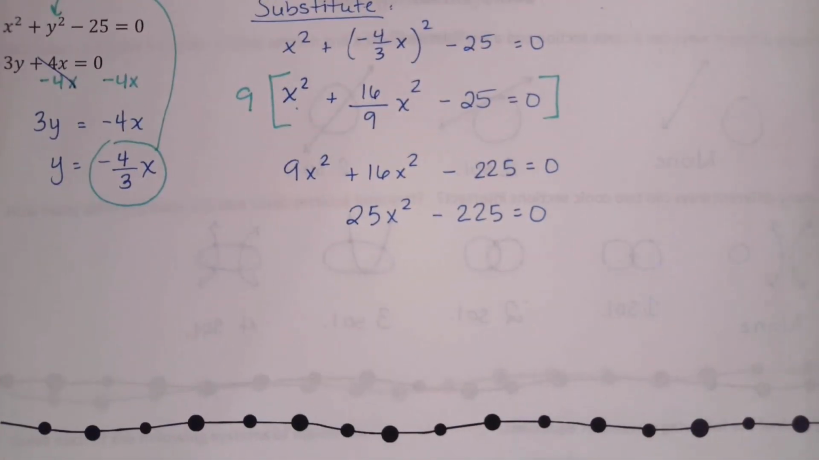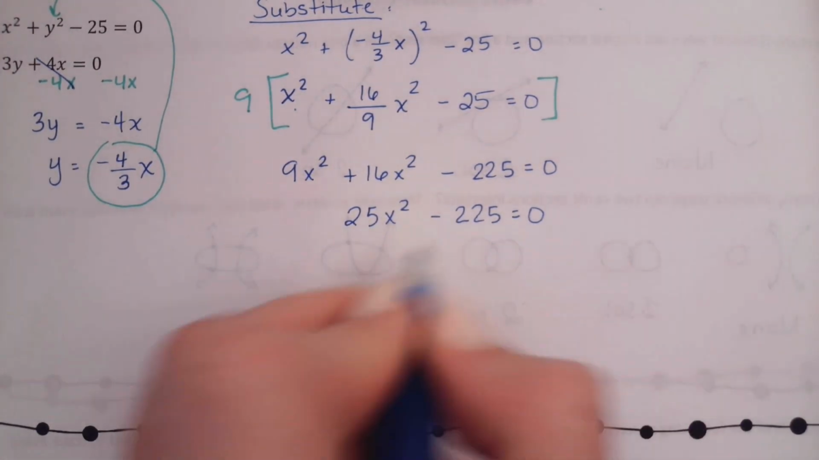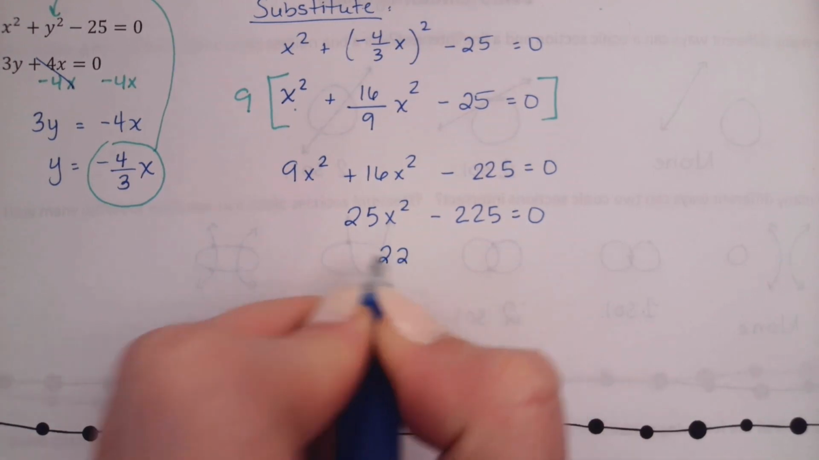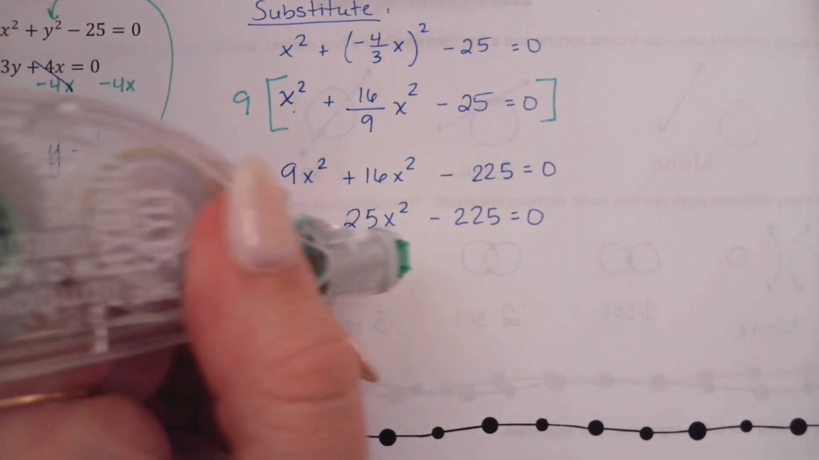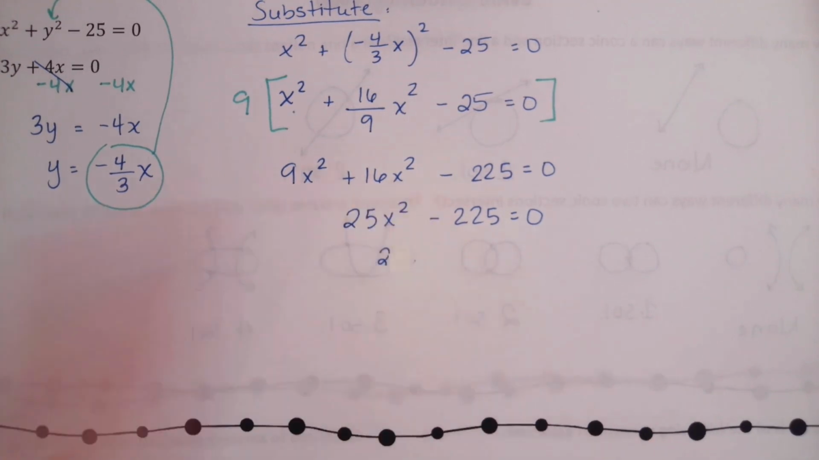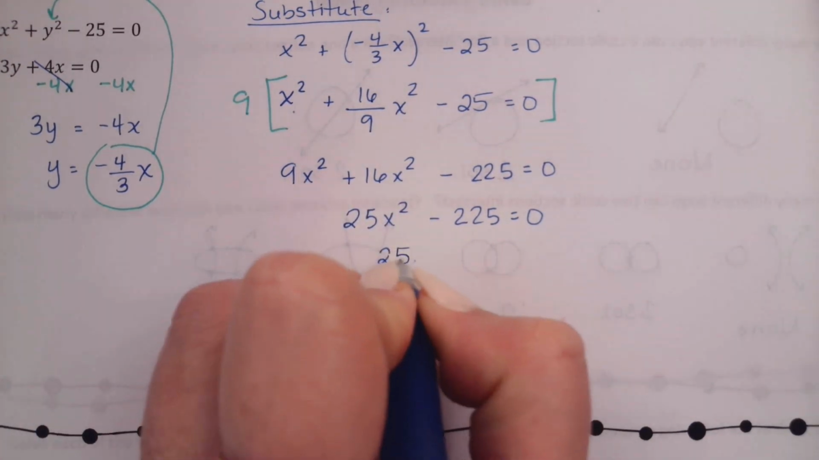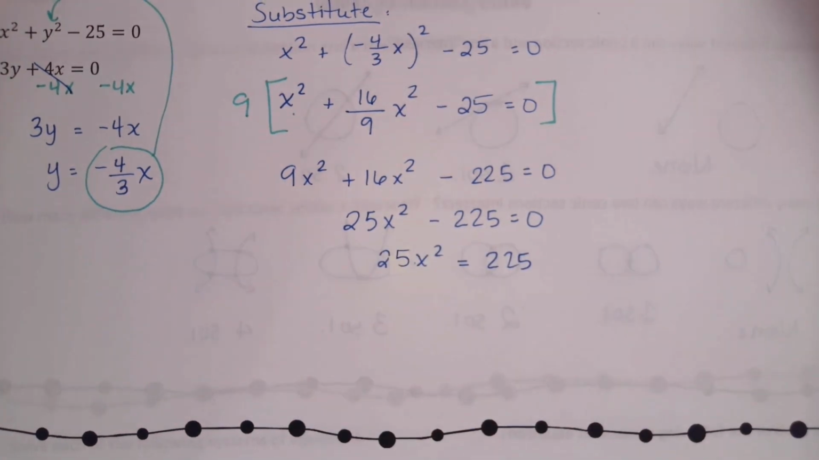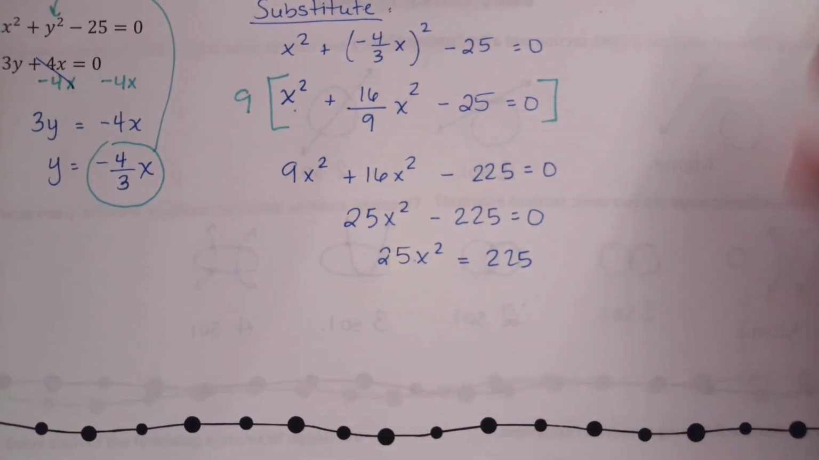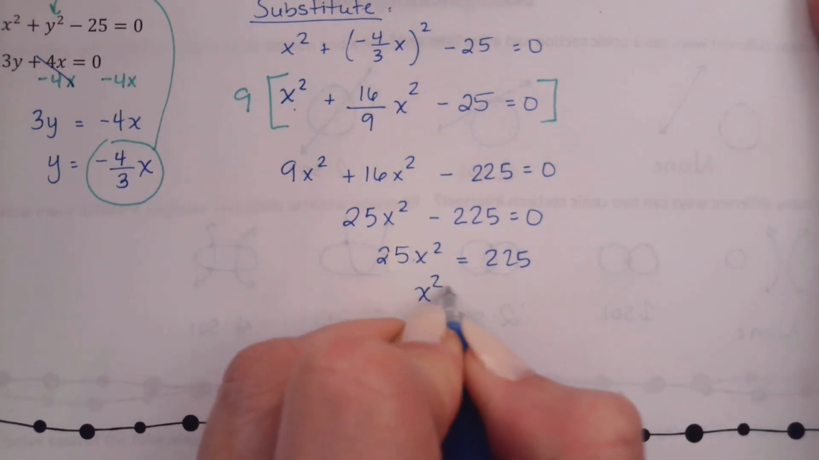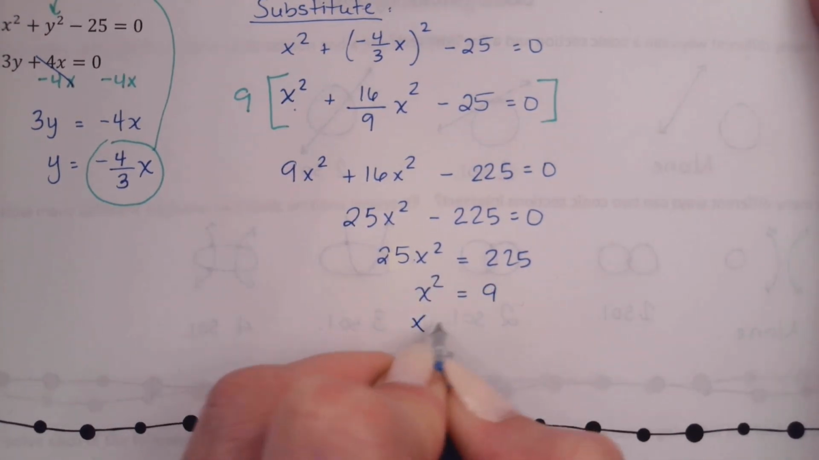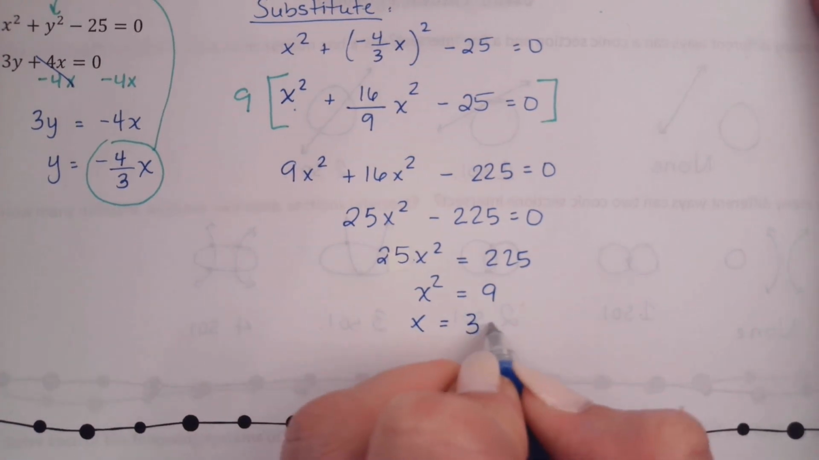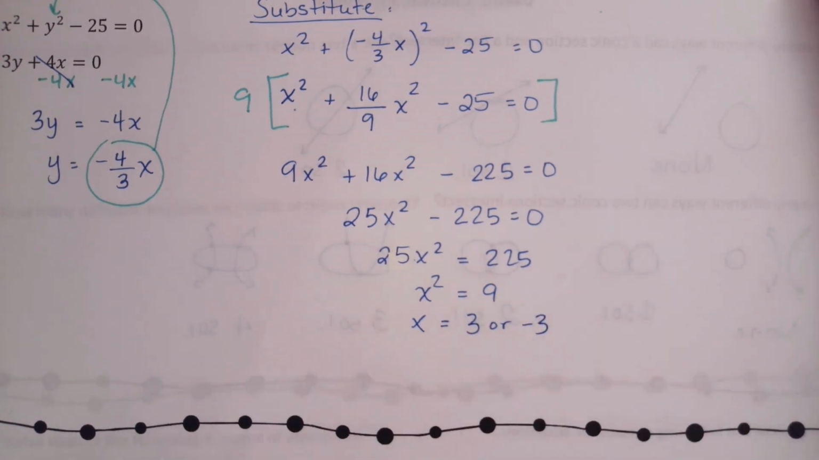This one doesn't have a b term, so you could just isolate your squared term and then solve it using square roots. So I'm going to add 225 to both sides, 25x squared equals 225. And then we could divide both sides by 25, which gives you x squared equals 9, which means x equals 3 or negative 3.